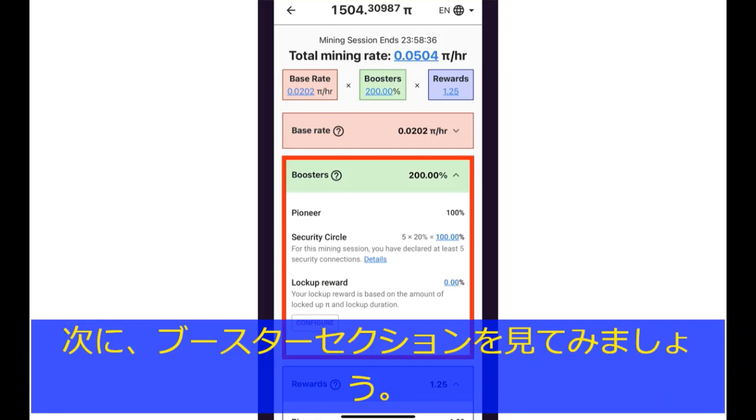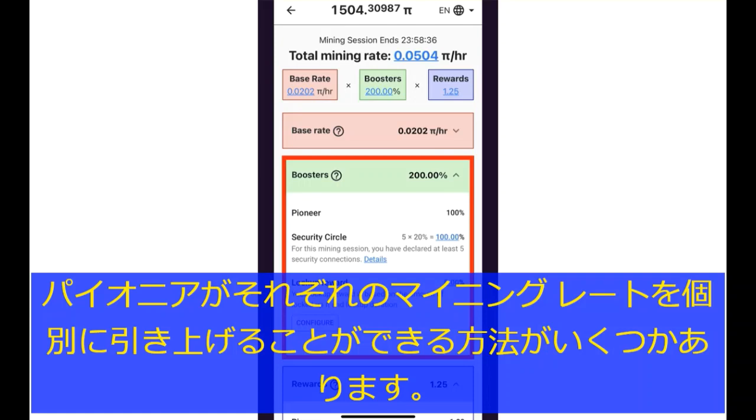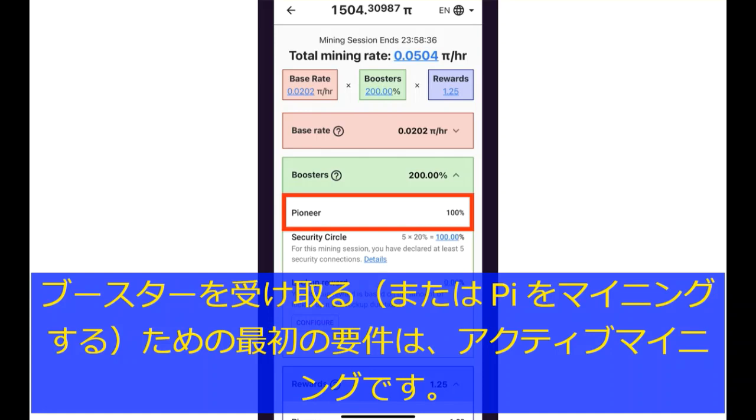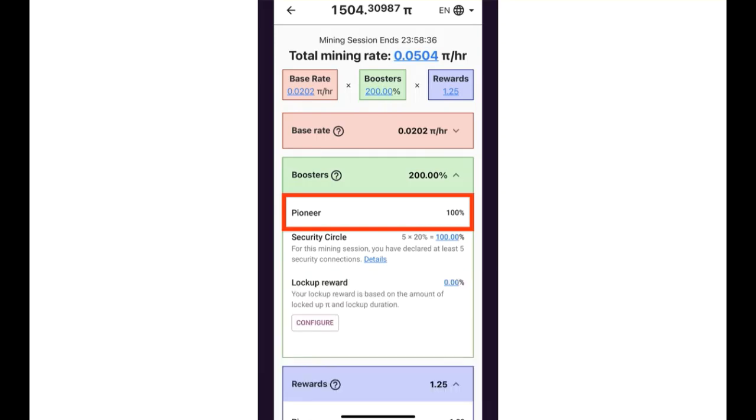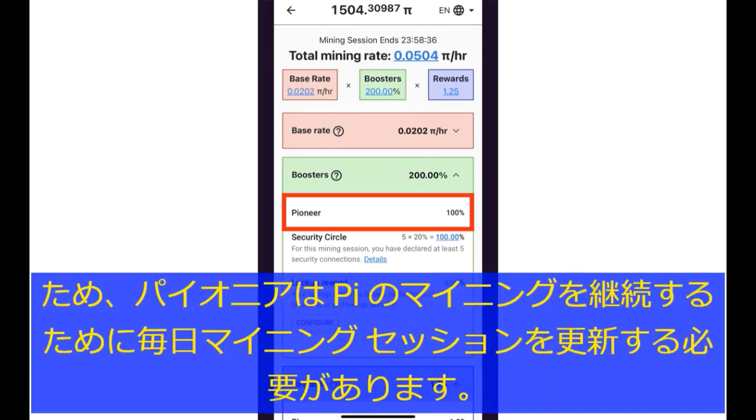Next, let's visit the boosters section. While the base mining rate stays constant for all pioneers each month, there are several ways that pioneers can individually boost their respective mining rates. The first requirement to receive boosters, or mine any Pi at all, is active mining. Active mining is at the heart of the meritocratic principle, so pioneers must renew their mining session every day in order to continue to mine Pi.